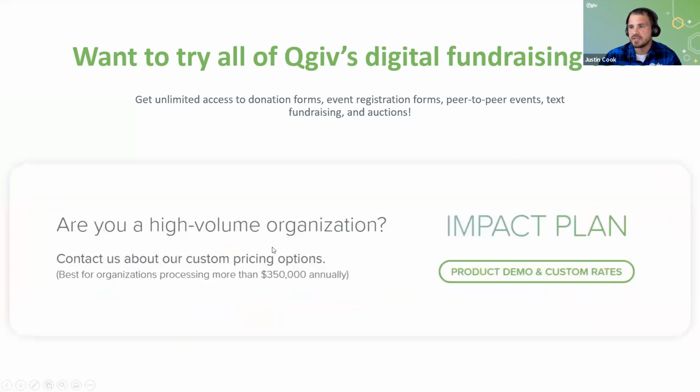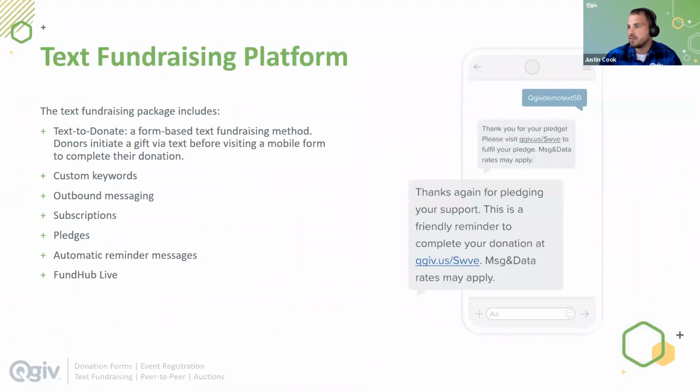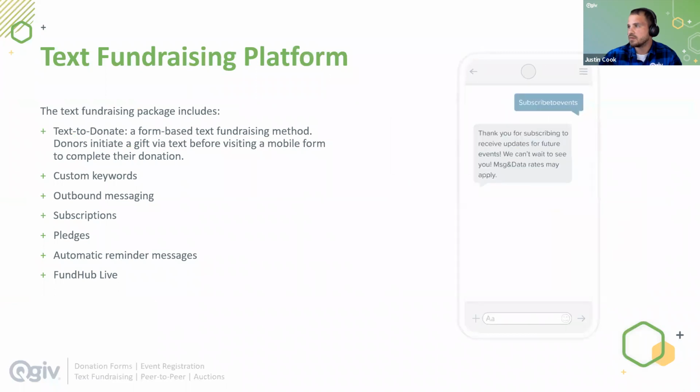And I do have an example on our slide all the way back here, where you see how you have the subscribe to events here. This would subscribe them to receive updates from that specific list. So yeah, they don't have to add any money to it. They can just subscribe specifically to that list. And then you'll also have that option in the back end of Qgiv when you're sending out outbound text messages to add in that list on who you're sending it to as well.